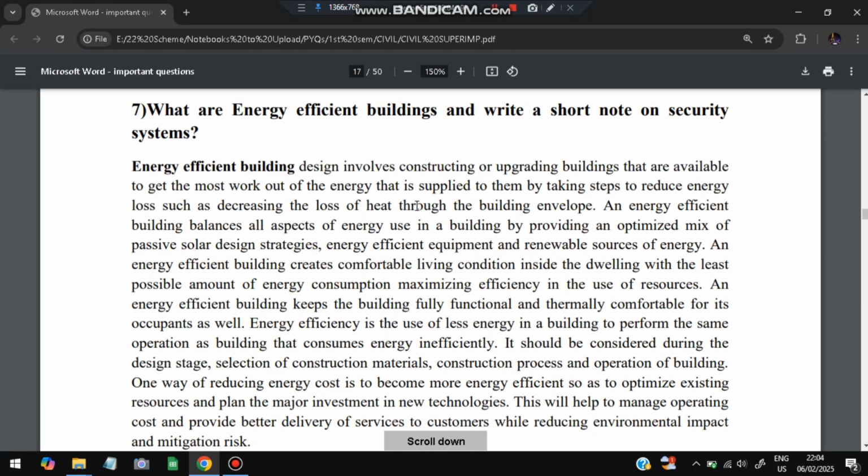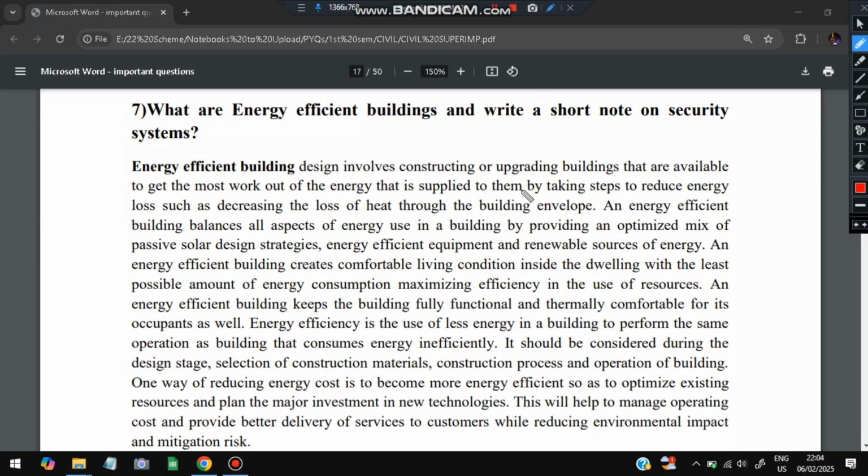Moving on to the next important question, we have: what are energy efficient buildings, and write a short note on security systems. This is similar to the previous question, but here we have the energy efficient building. An energy efficient building is the building which uses the least energy, to reduce the loss of energy and loss of heat through the building envelope.